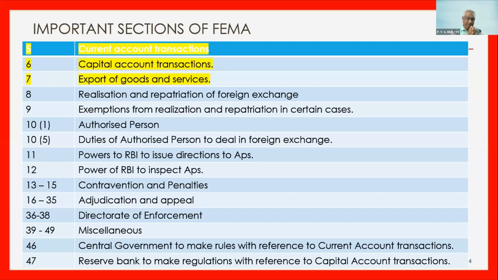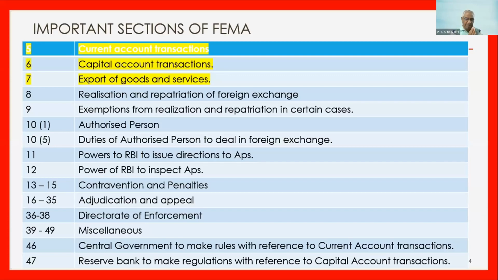Section 10 is authorized person, which means all the foreign exchange transactions in India are conducted by authorized persons. There are 4 authorized persons: we call them authorized dealer 1, dealer 2, dealer 3, and FFMCs.